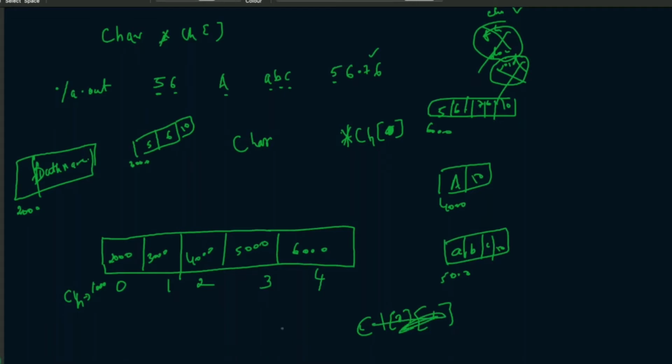Okay, nothing to worry about, right? If you want to print something, like ch percentage s, you tell ch of 0, and it will print the fully qualified path name. If you tell ch of 1, it will print 56. Ch of 2, what is that? It goes to 4000 and prints A. Ch of 3 will print ABC. Ch of 4 will go to 6000, which is pointing to 56.76.